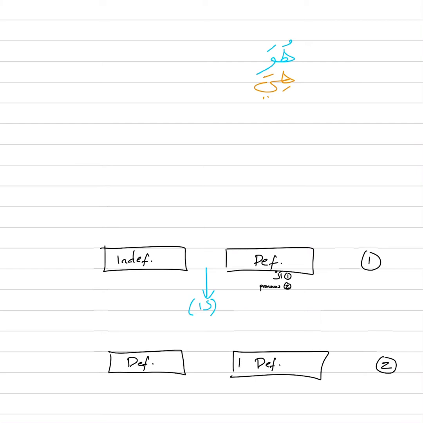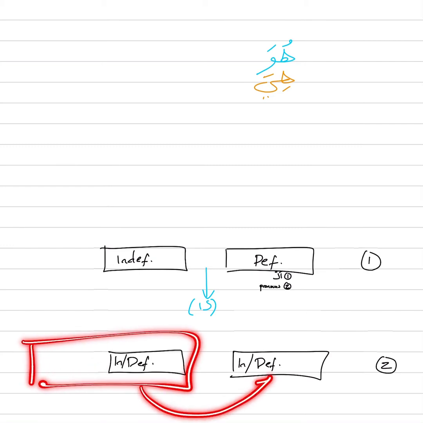Likewise, if you have an indefinite word followed by another indefinite word, you know that this indefinite word is an adjective of this indefinite noun. And even if you had a string of indefinite words, they're all adjectives of this indefinite noun.